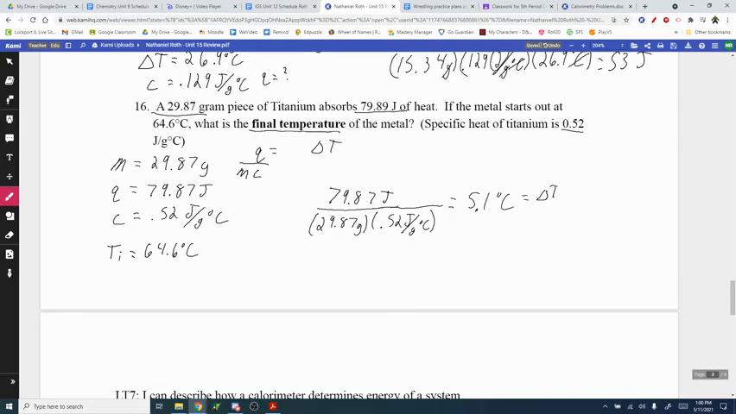Okay, now that is our delta T, but it is asking for our final T. So what we are then going to do is add those two together. So we're going to take 64.6, that's our initial T, add it to 5.1, and we are going to get 69.7 degrees Celsius. There's that.